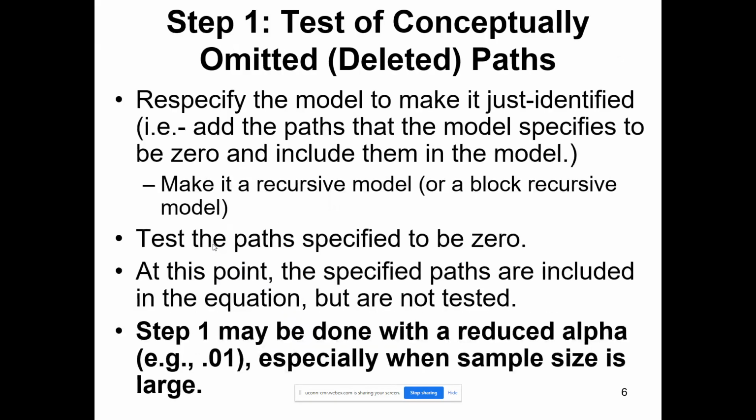Okay, so I think I said all this. Step 1 is to test the conceptually omitted or deleted paths, and we're going to make it a recursive model. Occasionally, we might make it what's called a block recursive model. A block recursive model is technically not recursive, but it has correlated disturbances between two variables that are at the same level. Let's see if this will work. So imagine I have something like this.